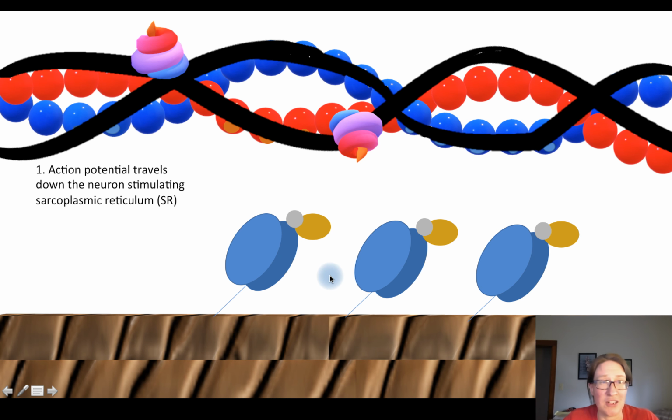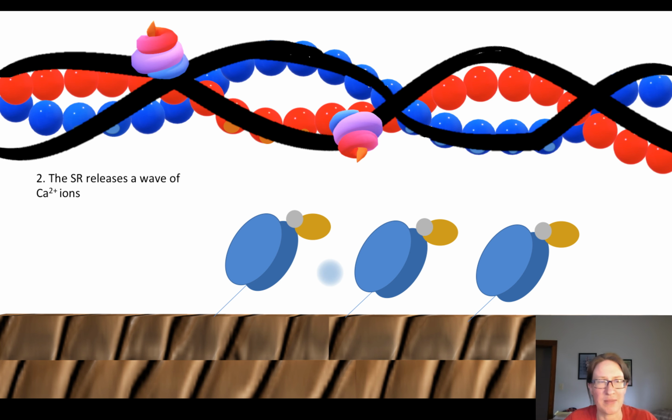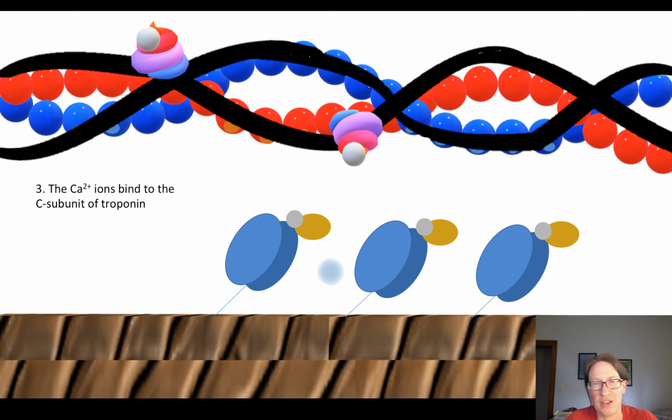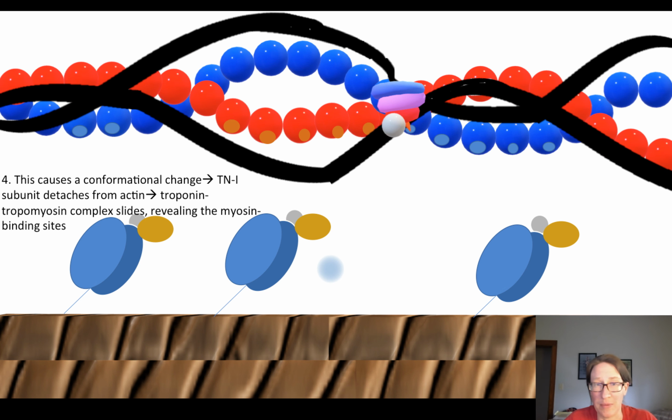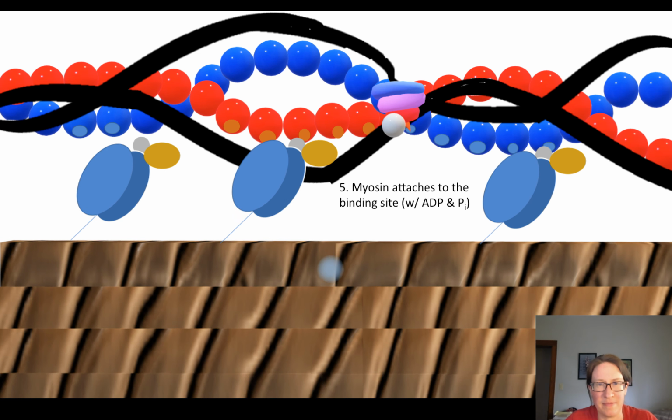So when an action potential travels down a neuron and then travels down the surface of the muscle fiber, it will then stimulate the sarcoplasmic reticulum. And the sarcoplasmic reticulum will then release a wave of calcium ions. Those calcium ions will then bind to the C subunit of troponin. And that's going to cause a shape change, a conformational change, so that TnI subunit is going to detach from actin. The whole complex slides, and that's going to reveal the myosin binding sites.